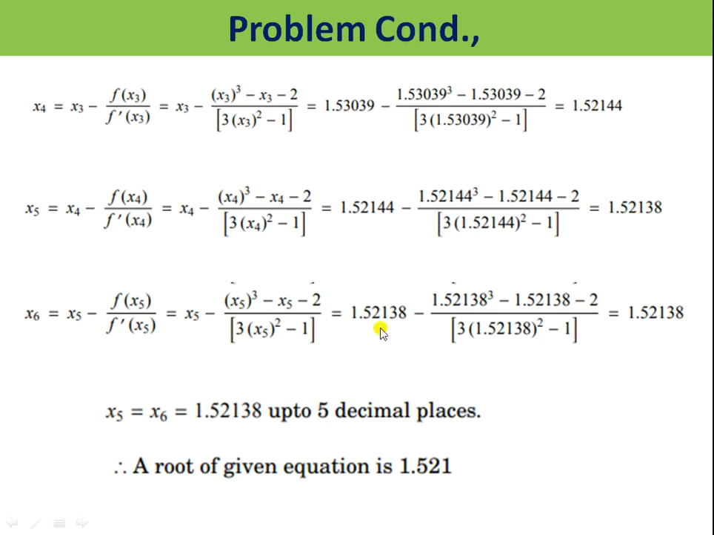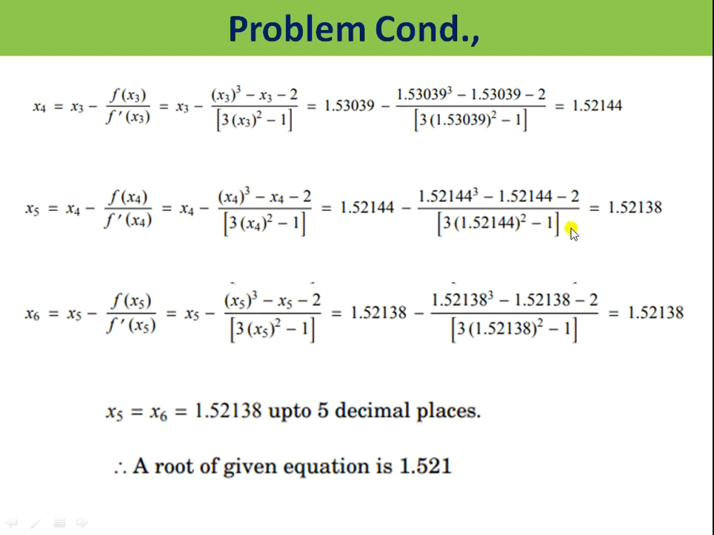Again these values are not equal, right? So go for x6. Even here itself we are getting equal values after the decimal. Anyway, if they ask for 4 decimals, we can go for another one. x6 is equal to x5 minus f of x5 divided by f dash of x5. Replace the values and simplify, and we will get 1.52138, right? So the problem contains up to 3 decimals, and we can stop at the 5th iteration.